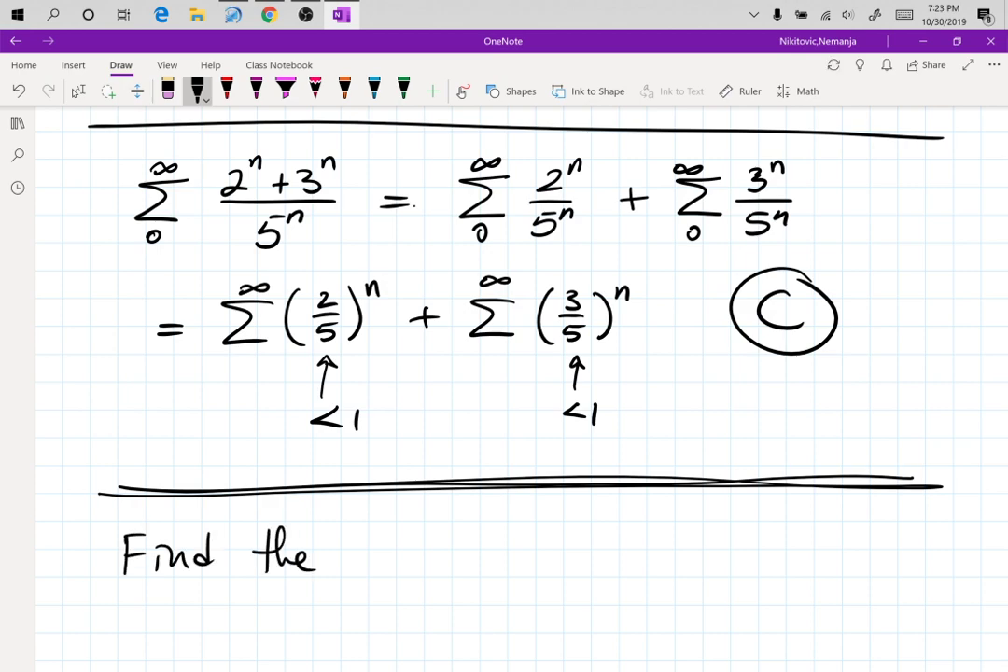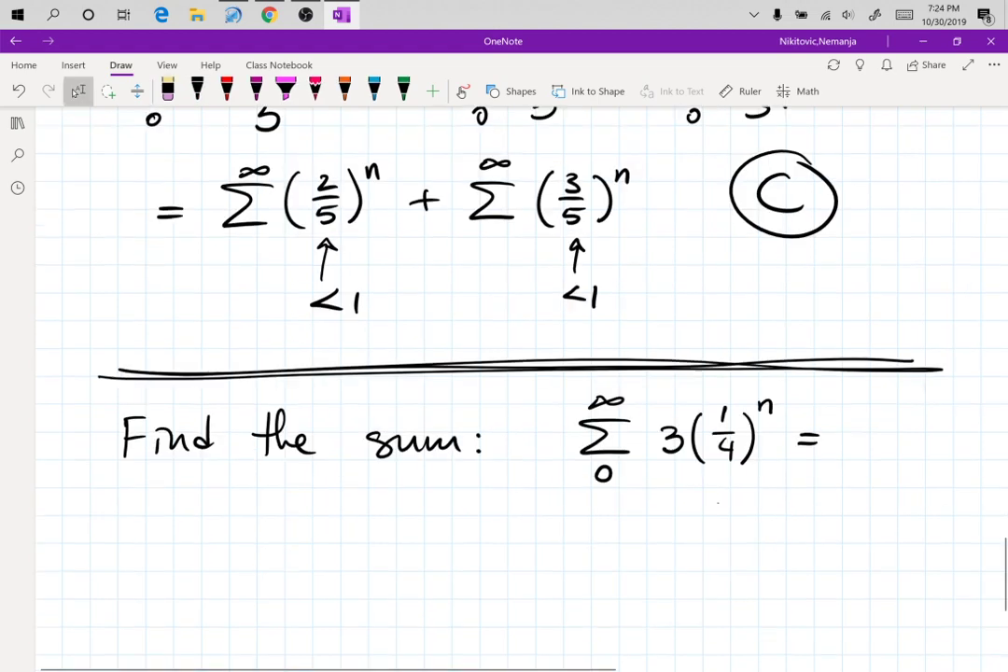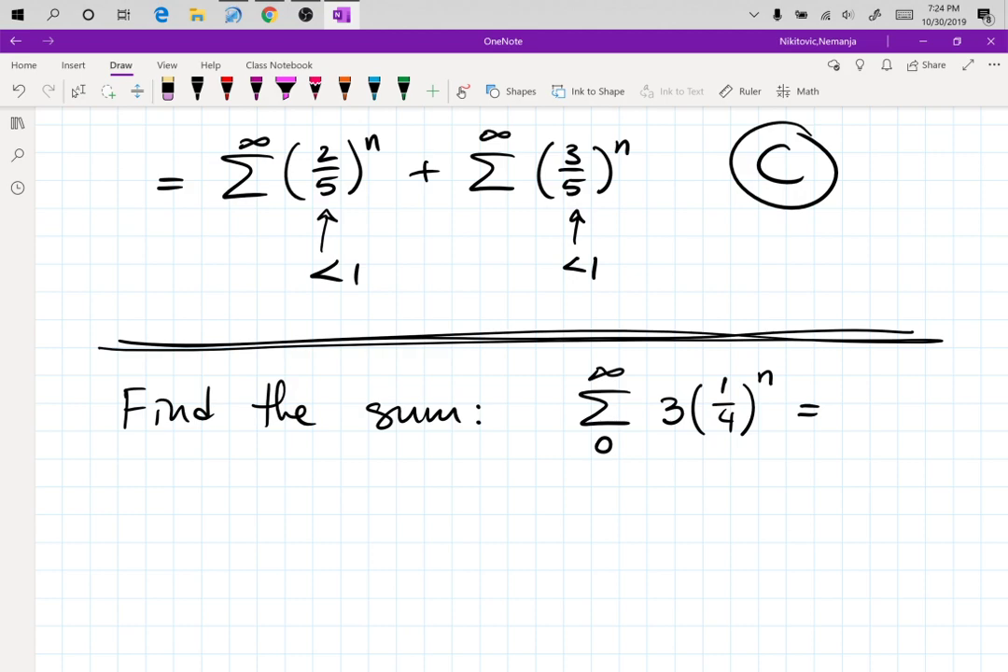Find the sum. Summation 0 to infinity of 3 times 1/4 to the n. There's no equal sign there. What should I do? Use the equation. Very good. S equals A over 1 minus R.